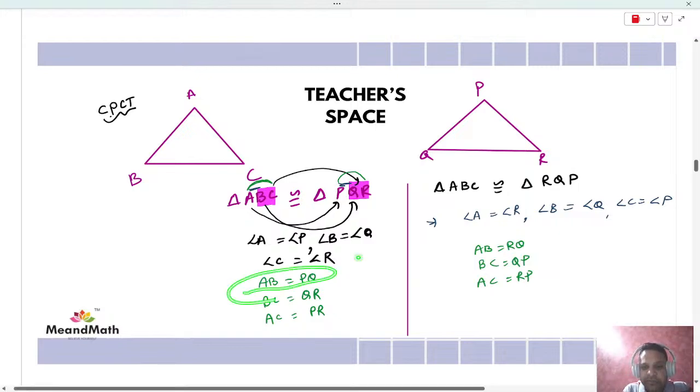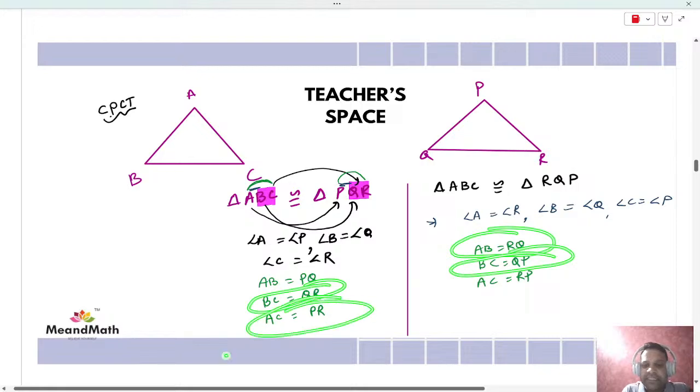AB is equal to PQ, but here AB is equal to RQ. BC is equal to QR, here BC is equal to QP. AC is equal to PR, here AC is equal to PR.